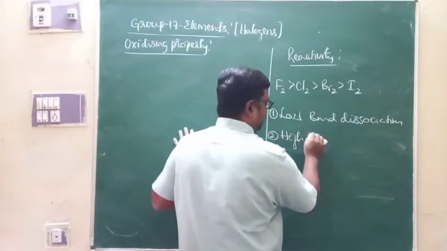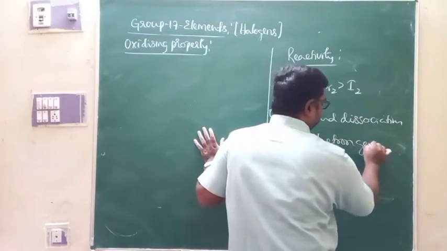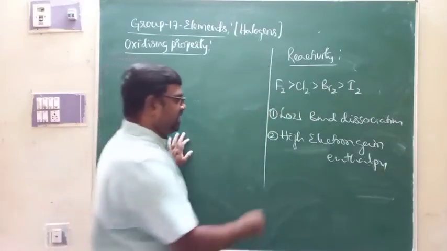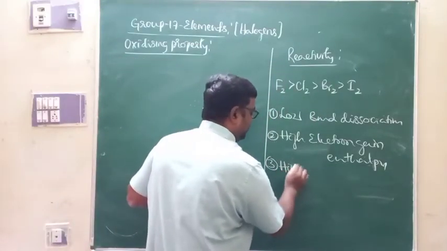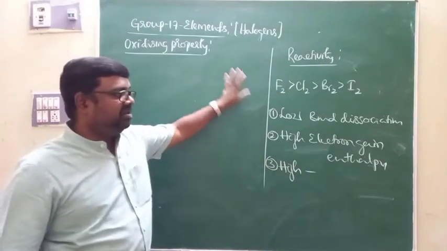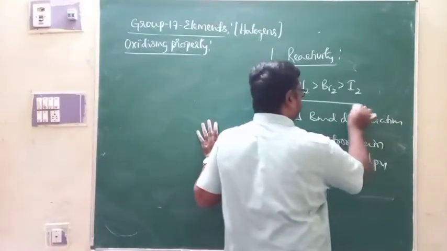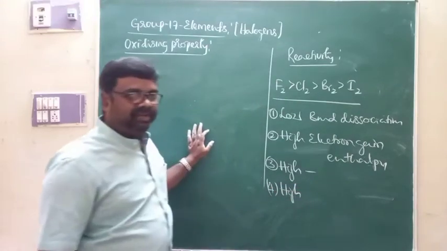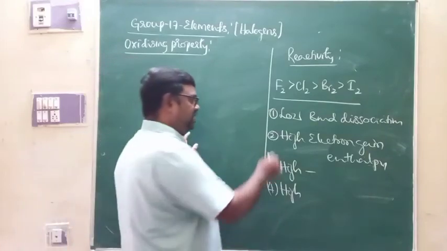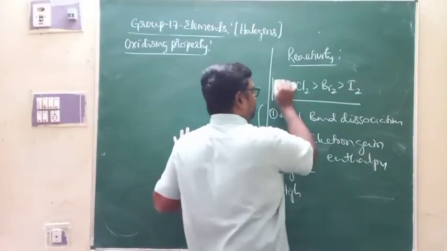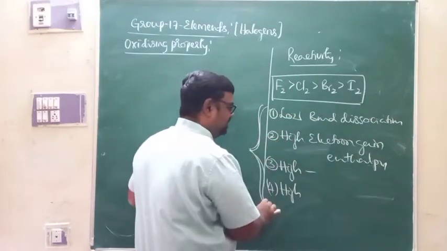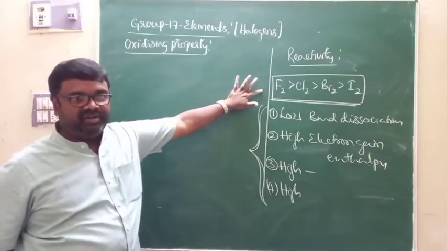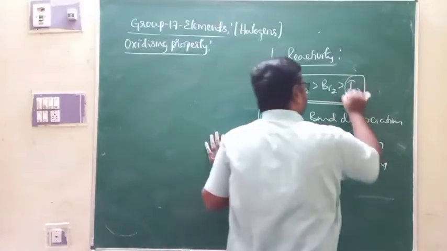And of course, high electron gain enthalpy is another reason for the reactivity of halogens. And the third one is the high electronegativity of halogens. Because of all these things, halogens are highly reactive. And I already said one more, that is high hydration enthalpy. Because of the combined effect of all these factors, this will be the reactivity order of halogens. Fluorine is highly reactive, iodine is least reactive.